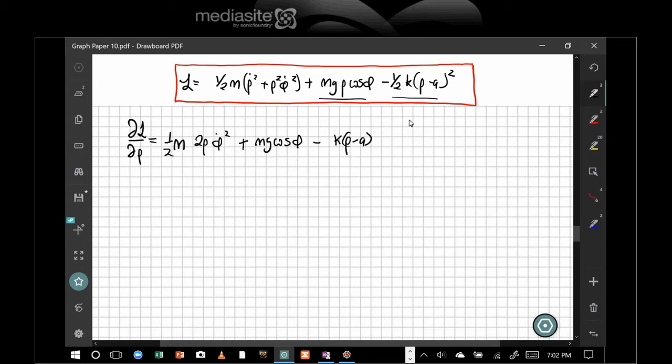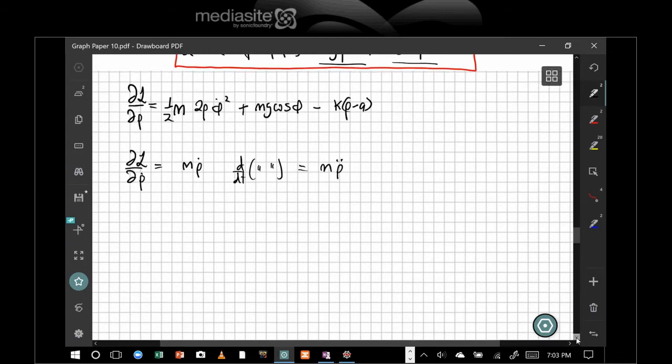Now what I'm going to do is take partial L with respect to rho dot. Fortunately, there's only one rho dot. That's m rho dot. And then take the time derivative of that. That's going to give me m rho double dot. Okay, that's cool. So now I'm going to use the Euler-Lagrange equation.